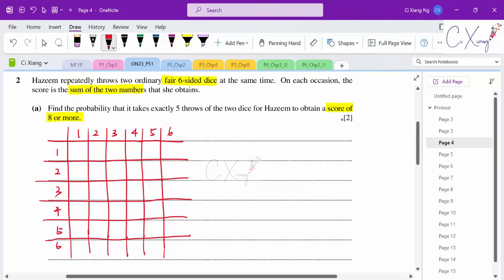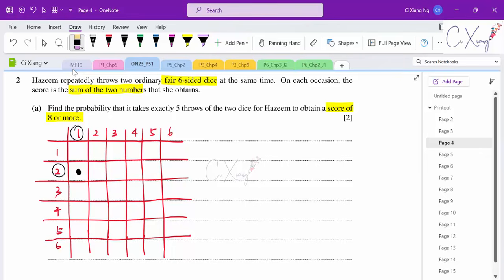Okay, so let's have a look. For this question, they're asking for a score of 8 or more. How to get the score? The score is the sum of the two numbers. As an example, if I refer to this particular cell, the score is 2 plus 1, which equals 3. So this is what we have for the score in this question. They are talking about the sum of the two numbers.